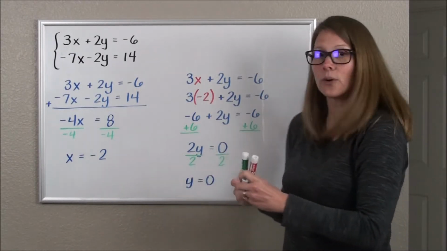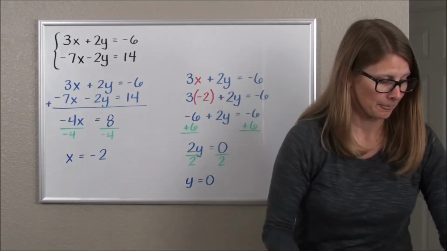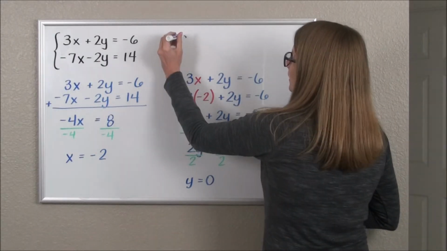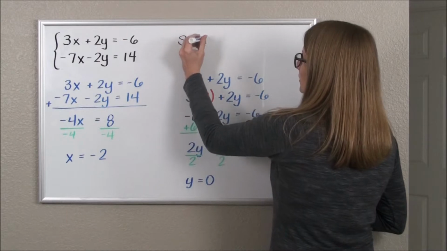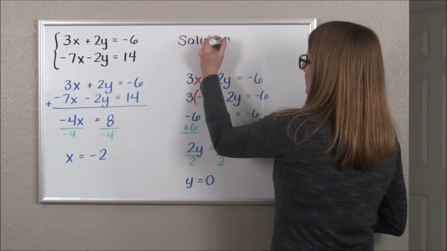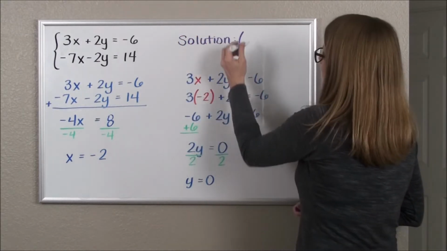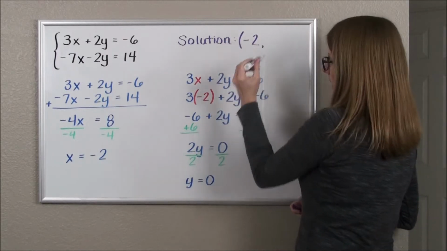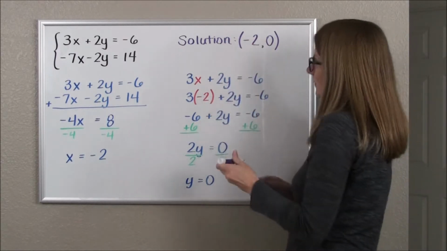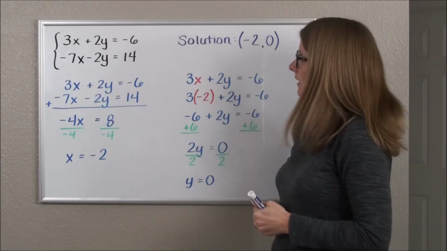So now I have an x coordinate and a y coordinate. That will give me the solution to this system. Remember that the solution is the point where these two lines intersect. So my solution is negative 2, 0.